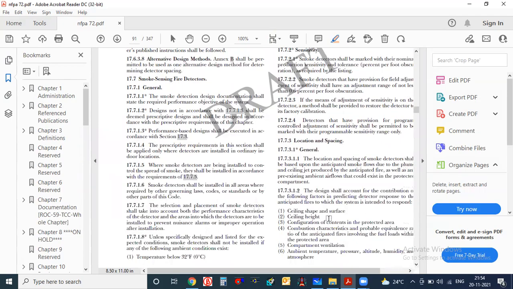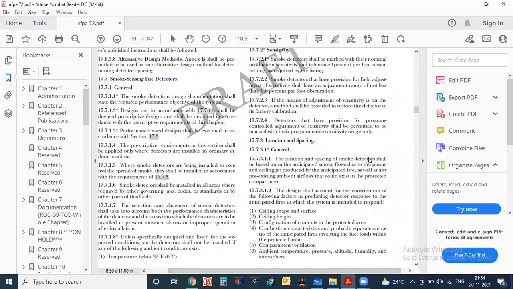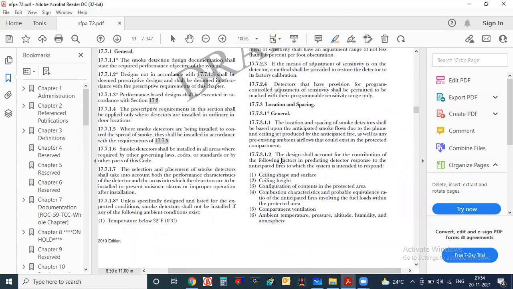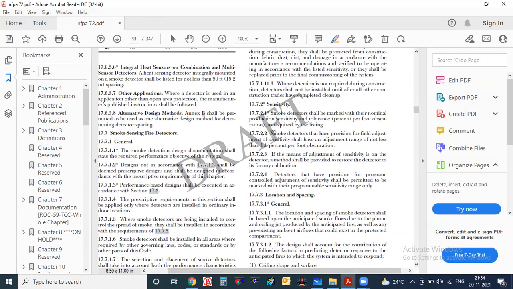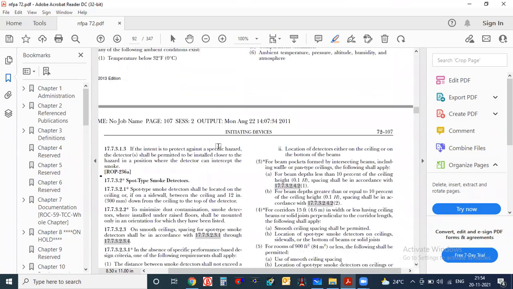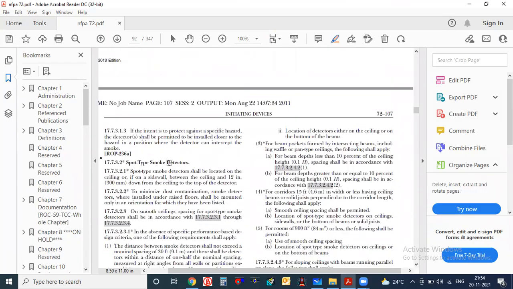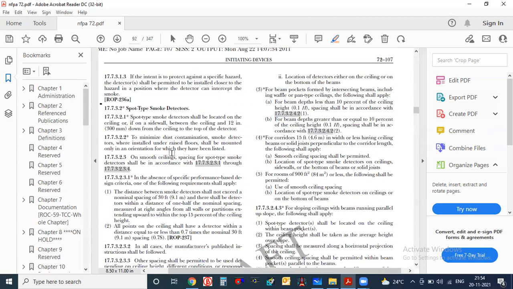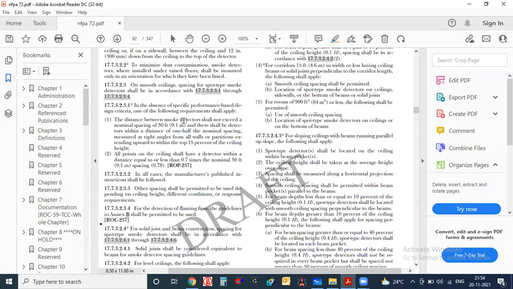Location and spacing. The location and spacing of smoke detector shall be based upon the anticipated. Some points are given here about the location and spacing. You can check this also. Protection during. Okay, certain important points are given here. Spot type smoke detector, another type of smoke detector they have given. The distance between is given here, 9.1 meter. Somewhere you can find this point. 9.1 meter is given, the maximum distance you can consider between smoke detectors.